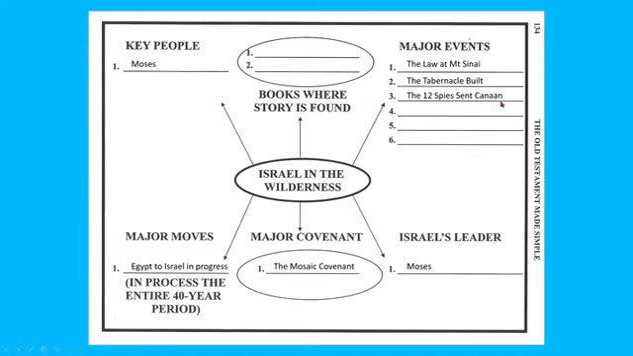Only Joshua and Caleb would be allowed to enter. So as a result of the 12 spies, 10 coming back saying, no, we can't, the people revolted against God, and God forced them into the wilderness to wander for 40 years.